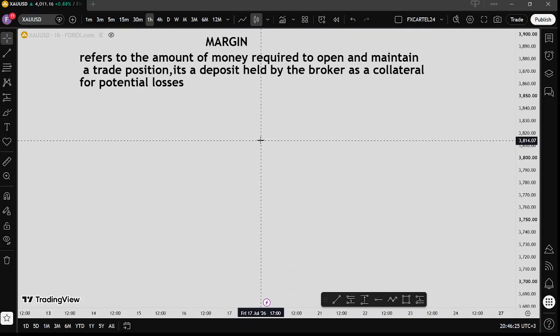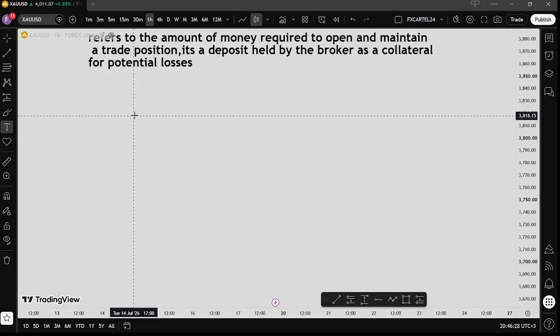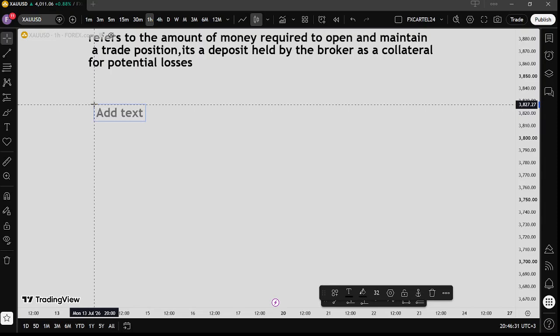So in simple terms here, margin also refers to the amount of money. Haven't I talked already about it? Yes, I have. Why am I repeating this? I have to go to types of margins.